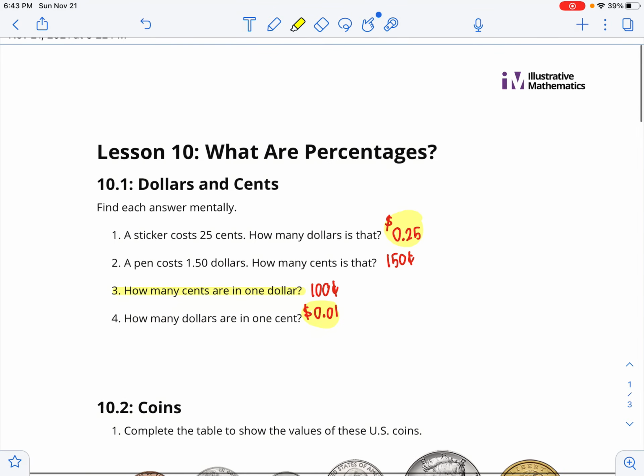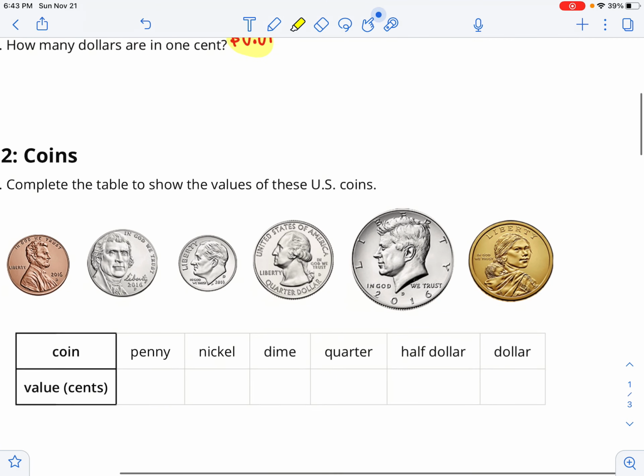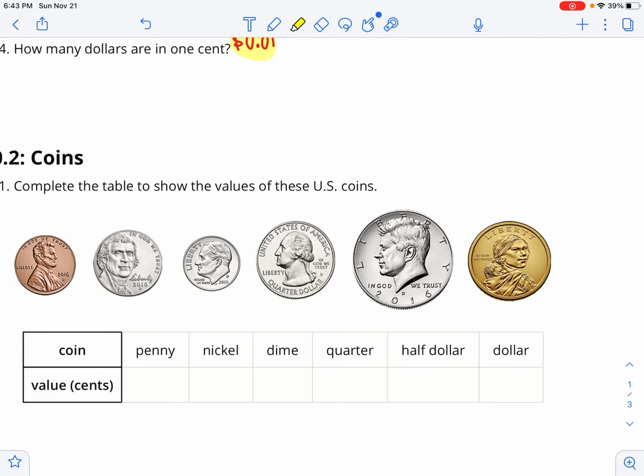Let's take a look at 10.2, coins. Complete the table to show the values of these US coins. Go ahead and pause this video to fill out this table. Okay, you should have given this table a try, and your table should match mine. We know that we can write the value of each of these coins in terms of dollars. And again, this is how you're probably used to seeing it when you bring up a purchase or you see how much something costs at a store.